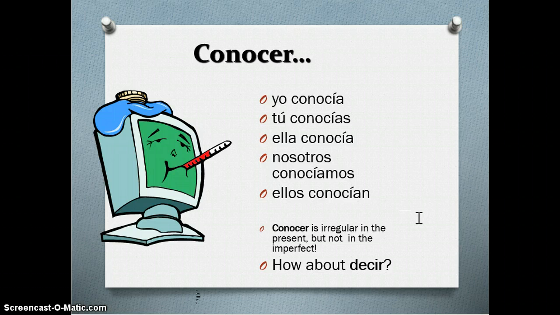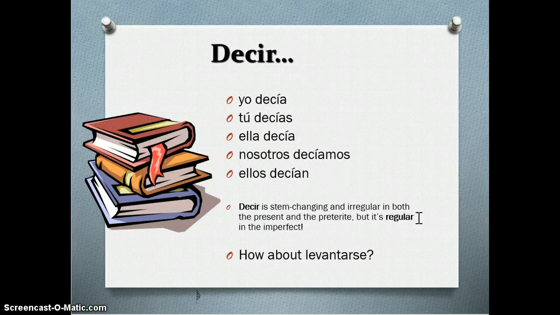Decir, let's try an IR verb this time. Now, decir was very irregular in the preterite, but we're talking about the imperfect, so conjugating is a little bit more simple. Drop my IR, and I should have the following endings. So decir is a stem-changing verb. It is irregular in both the present and preterite, but we don't have to worry about any of that in the imperfect, do we?